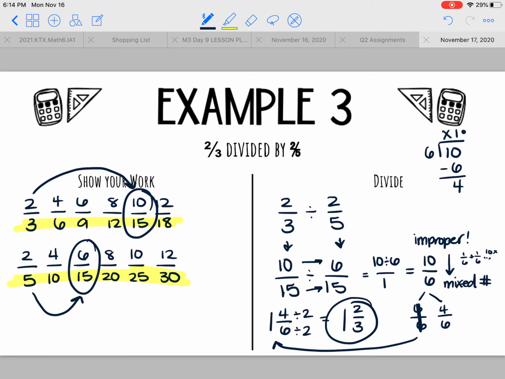It's fraction division, so I'm going to go ahead and stop. And starting at the top, I'm going to do my washing machine. 1 and 4 over 6, which, like I said earlier, I can simplify to get 1 and 2/3. And that's it.